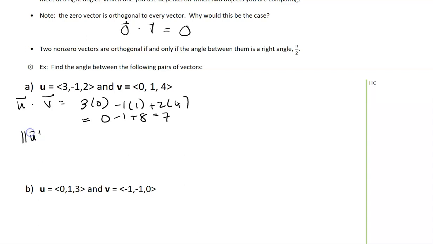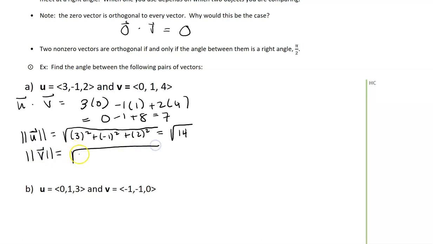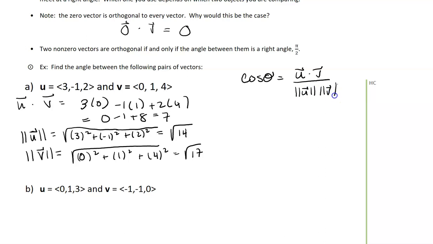I need the magnitude of u, which is going to be the square root of 3 squared plus -1 squared plus 2 squared. And that gives me the square root of 14. And I'm going to need the magnitude of v, which is the square root of 0 squared plus 1 squared plus 4 squared, which is the square root of 17. So we know that the cosine of theta is equal to u dot v divided by the magnitude of u times the magnitude of v.